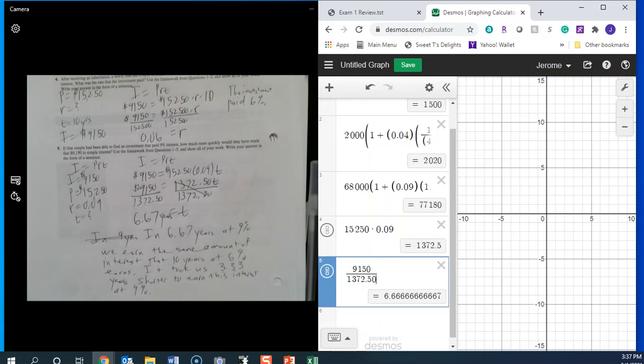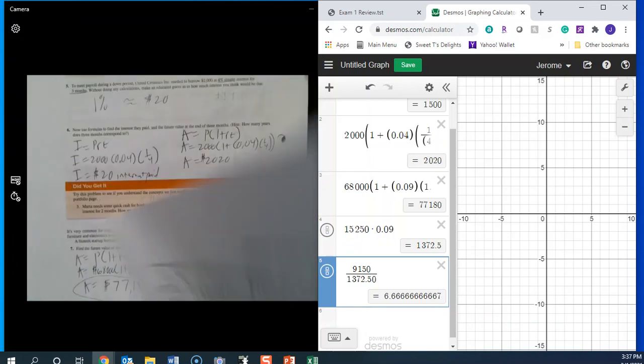At 9%, it took us 6.67 years. So if you take the difference between the two, we got there 3.3 years sooner by going with the 9%. So it's 3.3 years shorter to get there. Okay.